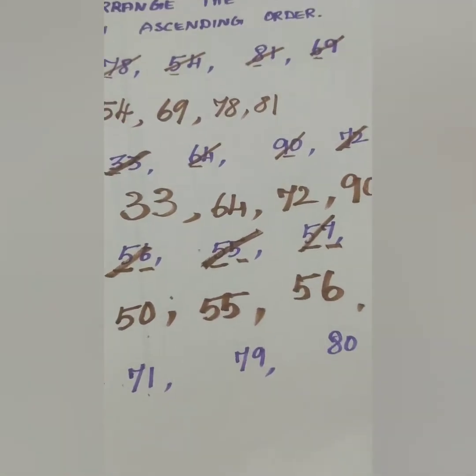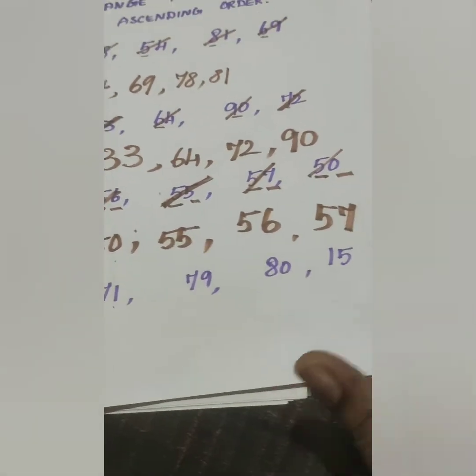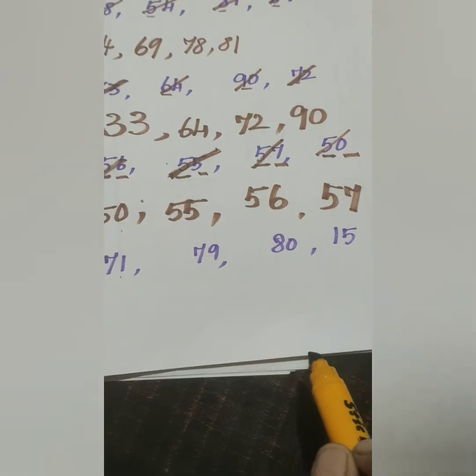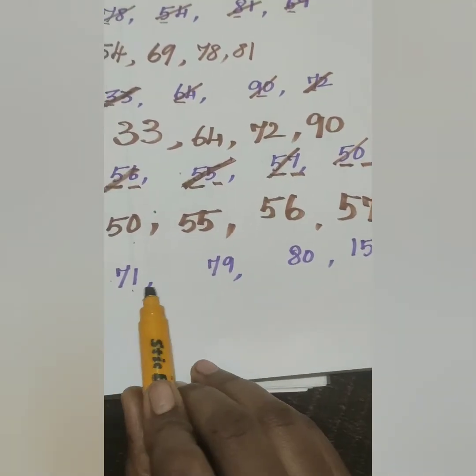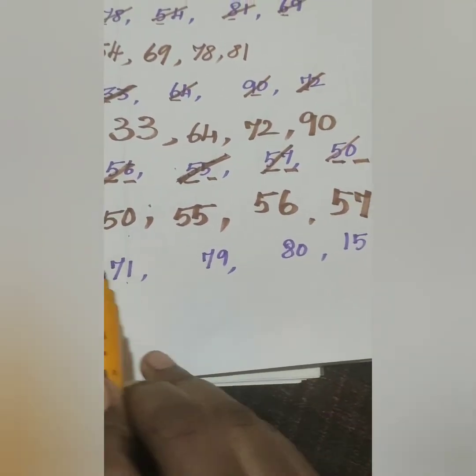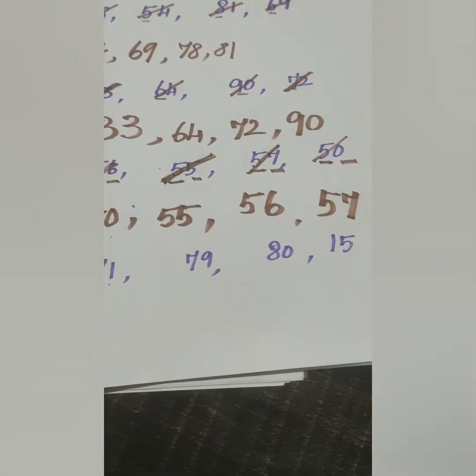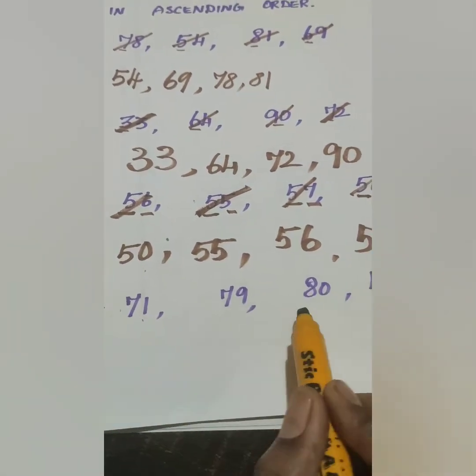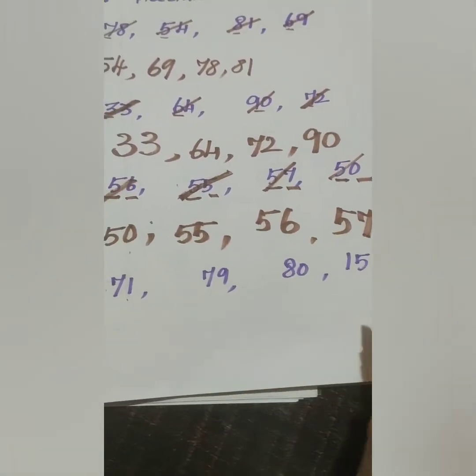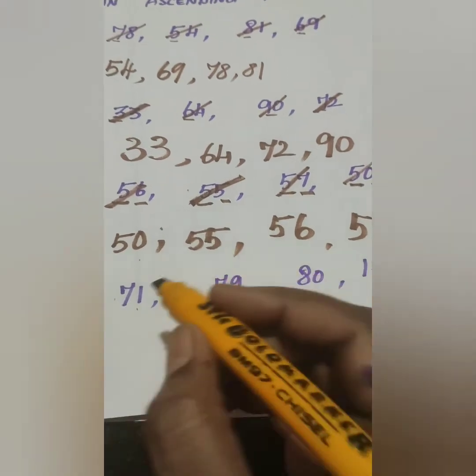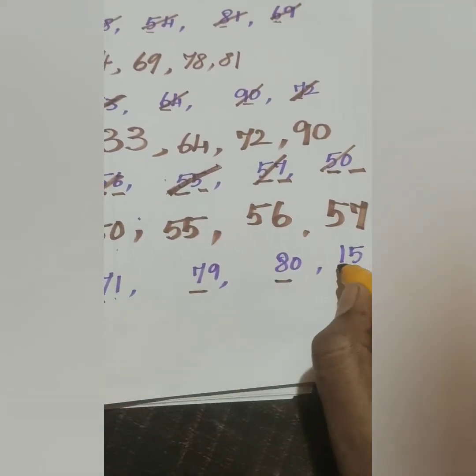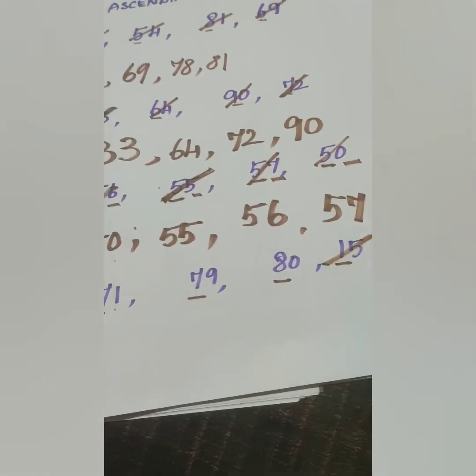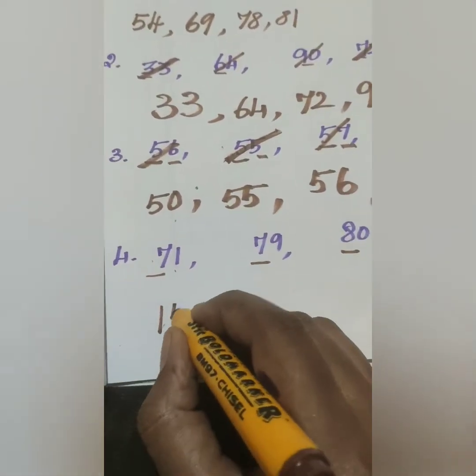Okay children? Yeah. Let us do the last sum. 71, 79, 80 and 15. Here the first two numbers are the same in the first digit. And the last two numbers are different. Look at the first numbers. Usually we compare the first digits. 7, 7, 8, 1. Let us see which is smaller here. The 1. So I have crossed 1 and written 15.